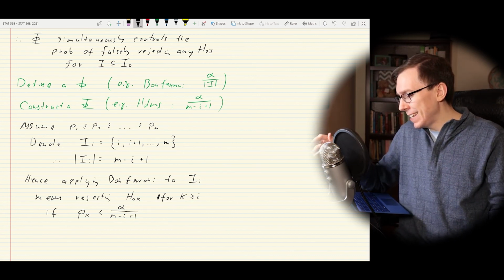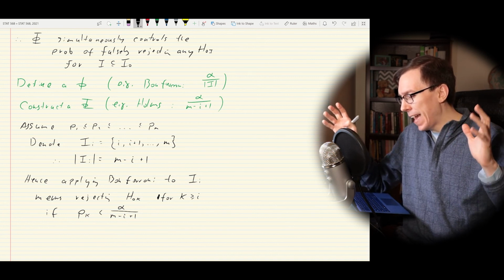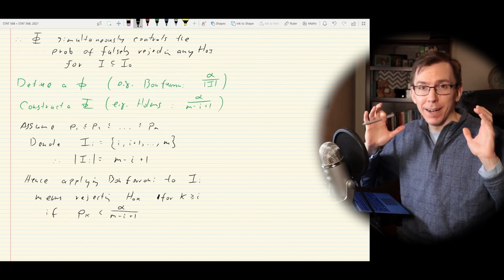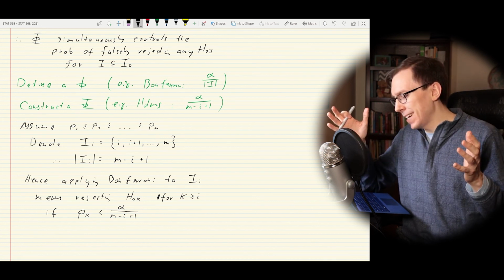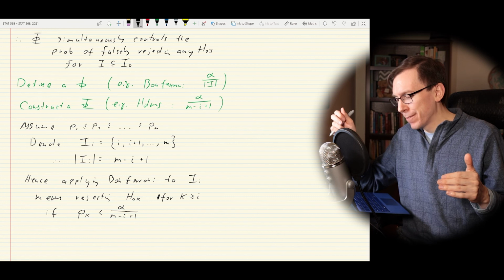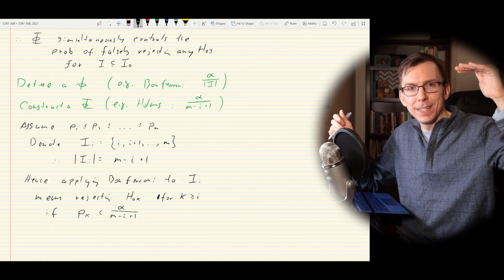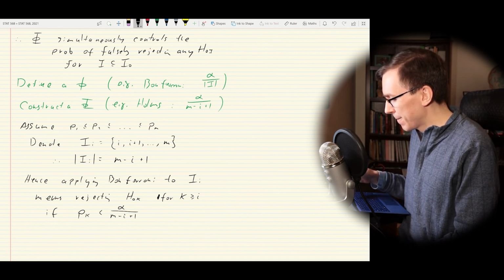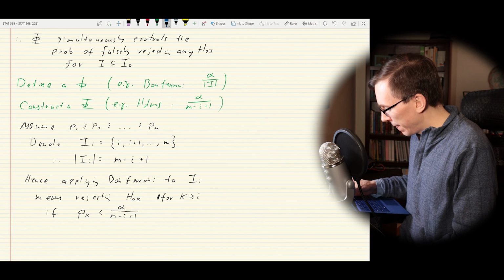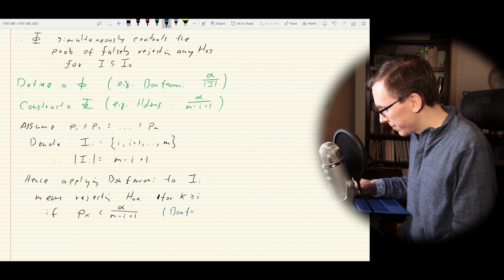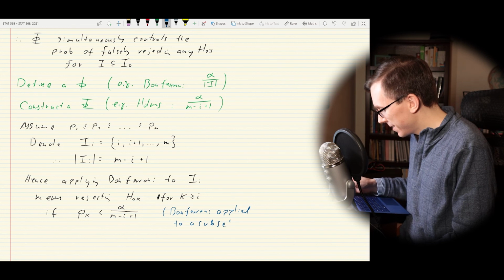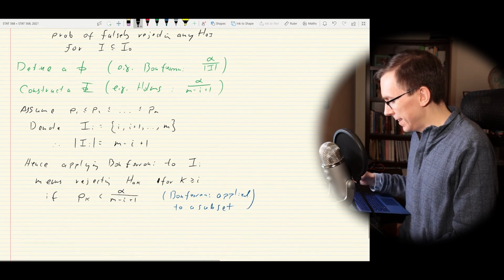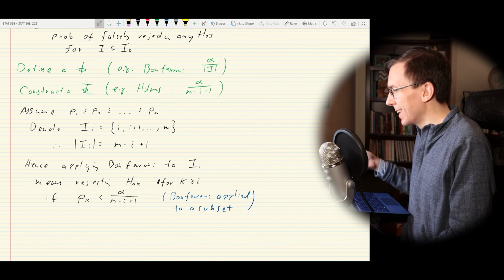What I'm just saying is that if I take a collection of m minus I plus 1 p-values, then Bonferroni says I should reject if my p-value drops below alpha divided by the total number of tests. So this is just Bonferroni applied to a subset. In this case, specifically I sub little I.